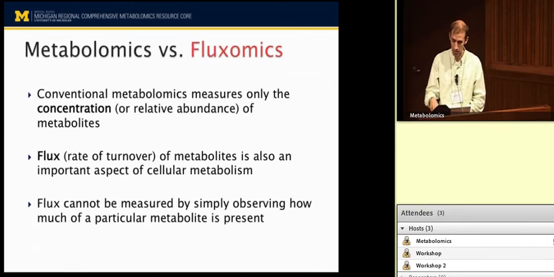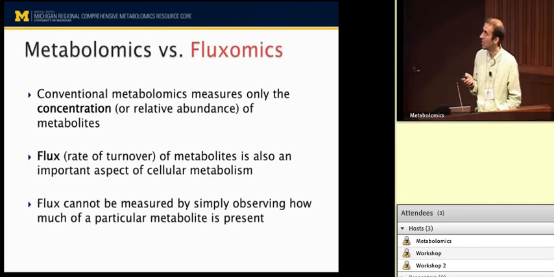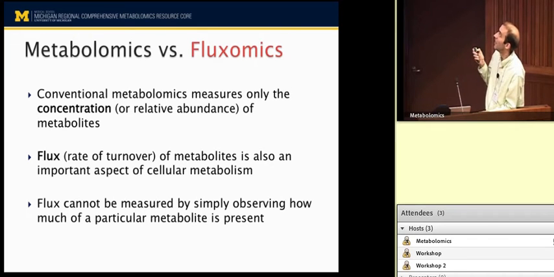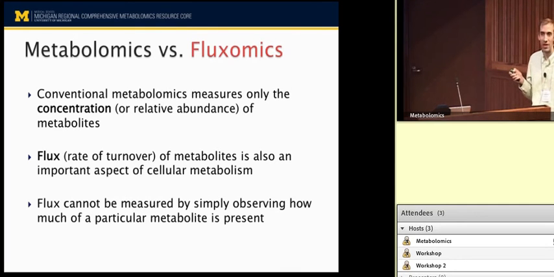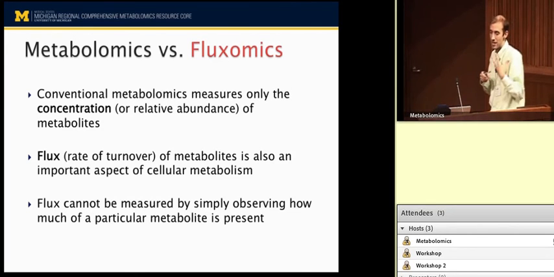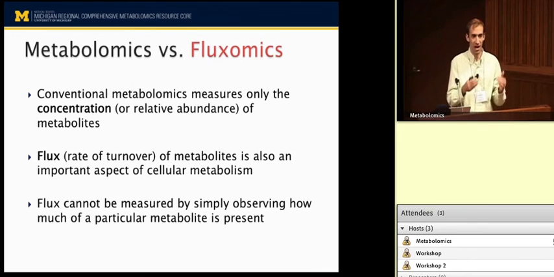Okay, so metabolomics versus fluxomics. There's going to be a lot more on fluxomics tomorrow. But here we have just a general set of thoughts as far as, well, you've heard this technique of fluxomics. Why would I want to do that instead of classical metabolomics, and how do they differ? So conventional metabolomics measures only the concentration or the relative abundance of metabolites, the levels in a sample, what you might measure if you were doing a biochemical assay, except we give you a lot more at once.